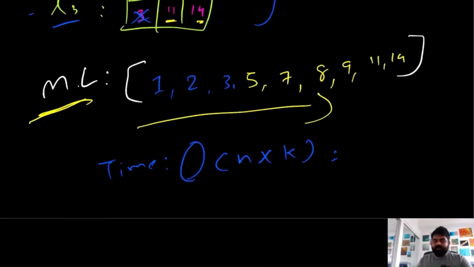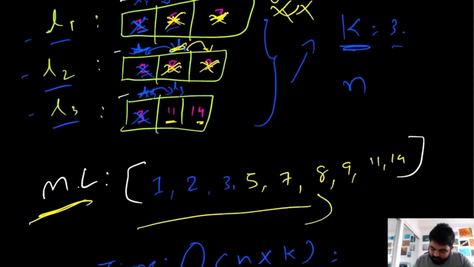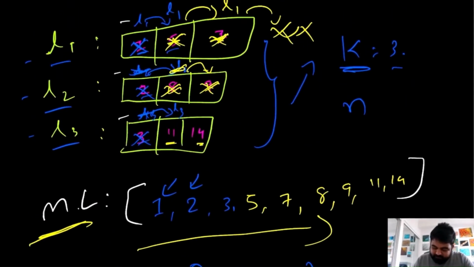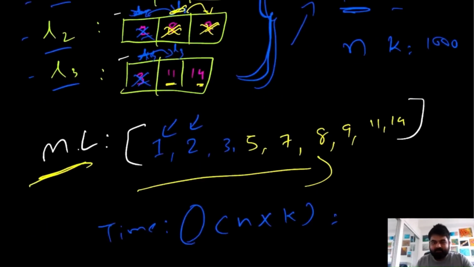So why n times k? Because remember, in order for us to enter any single element, we will have to do k work. We will have to compare all these three elements, and at any point we find the smallest element, we will have to update that value. Suppose k is equal to 1000, then we might have to compare 1000 elements at once. So that adds a little bit of complexity to it.